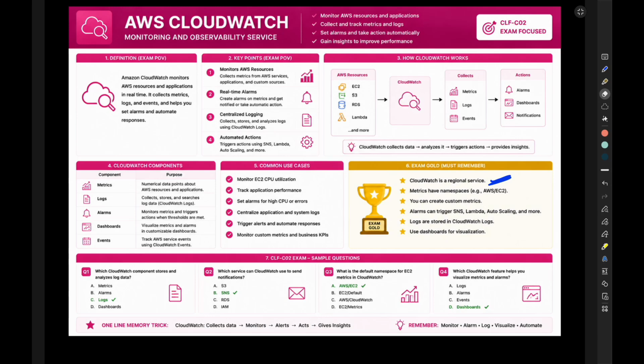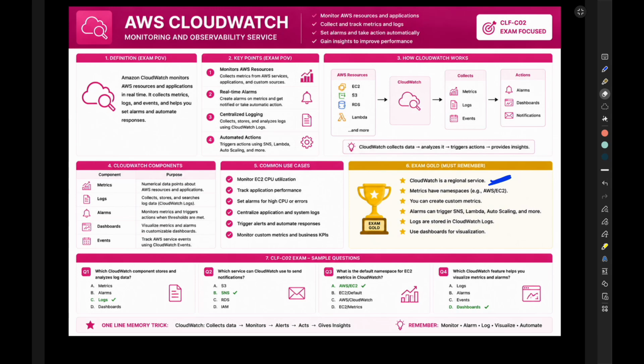Another important feature is alarms. Suppose CPU usage exceeds 80%. CloudWatch can automatically trigger an alarm. That alarm can notify an administrator through SNS, which we will learn in the next segment. It can even trigger auto scaling. Now, let's have a look at the architecture. AWS resources generate metrics and logs. CloudWatch collects them. Dashboards display information. Alarms can trigger action, and everything happens automatically.